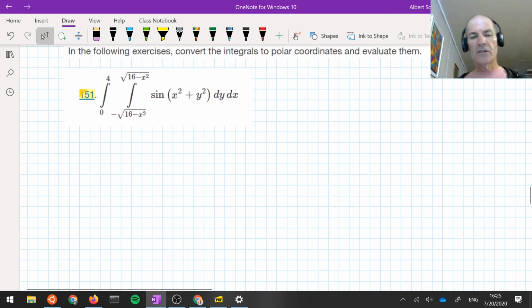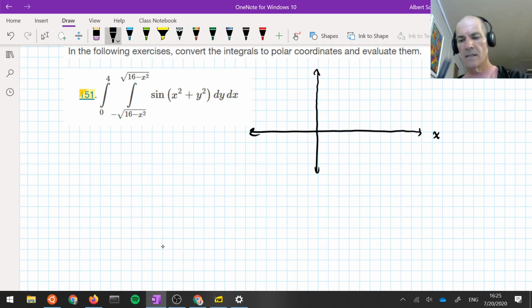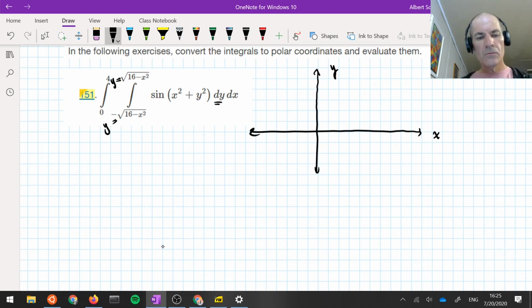The first thing you want to do always is sketch the region in Cartesian coordinates. So we've got this region. Let's figure out what it looks like in Cartesian coordinates. Here we're integrating with respect to y on the inner integral. So this is y equals up to y equals. If you look at that equation closely, y equals 16 minus x squared.